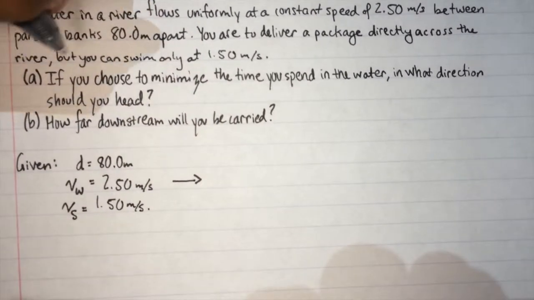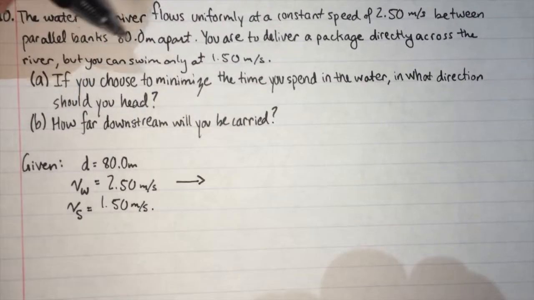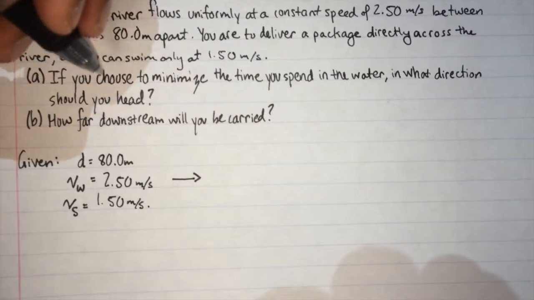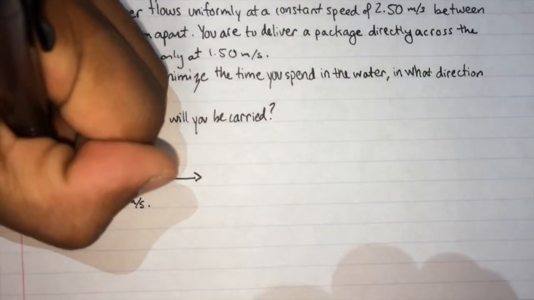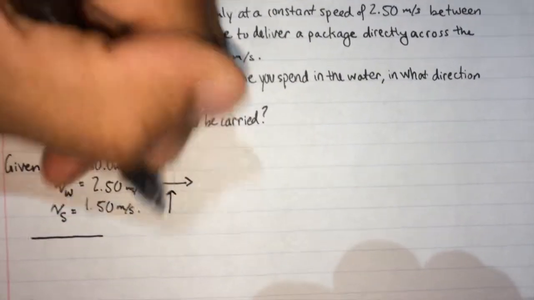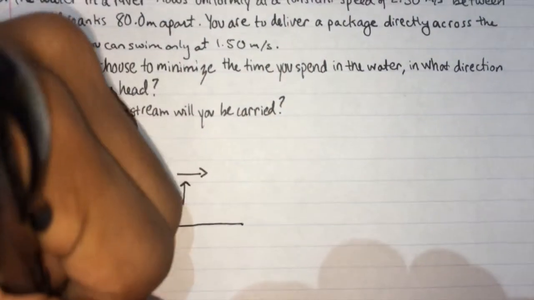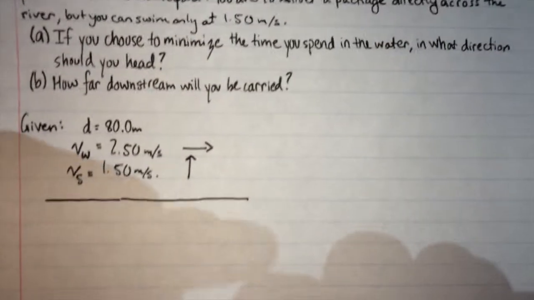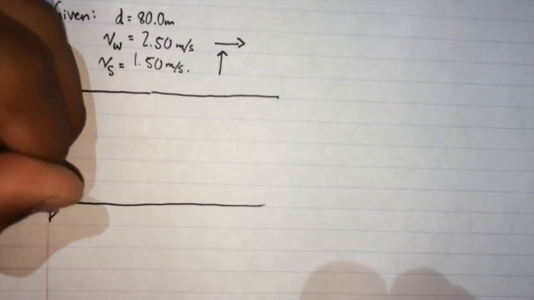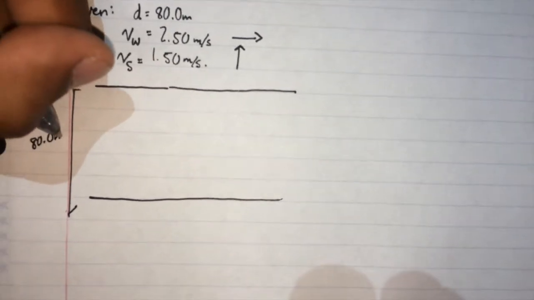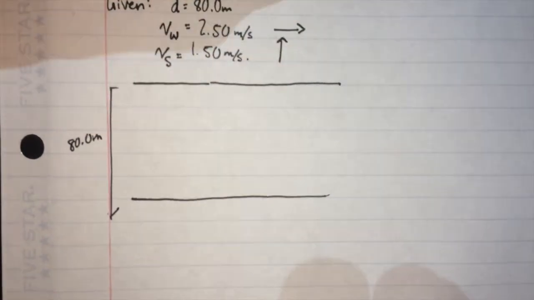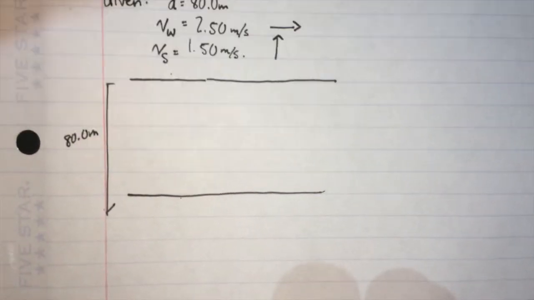Now the first part says if you choose to minimize the time you spend in water, in what direction should you head? So if we want to minimize the time we spend in water, let's say these are our parallel banks, which are 80.0 meters apart, right? So the water is always going to be pushing us. We just want to get across, and we don't care where we end up.